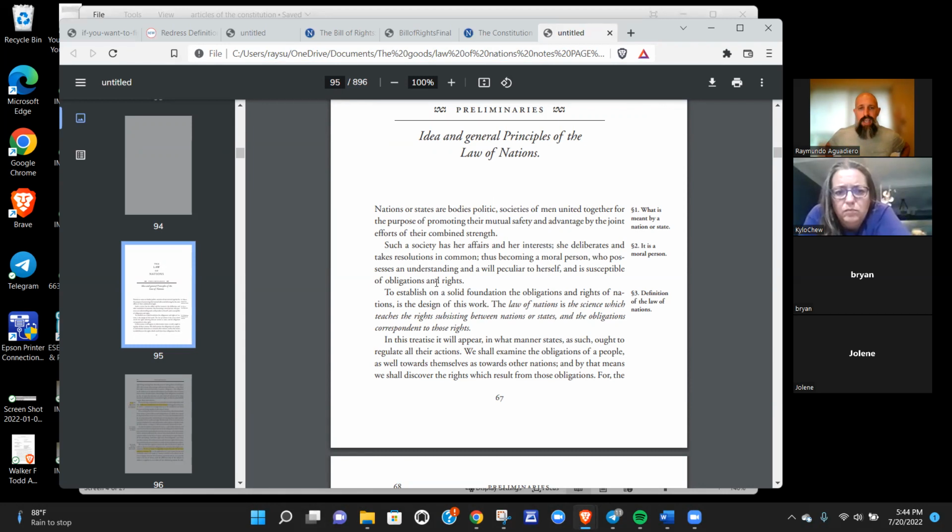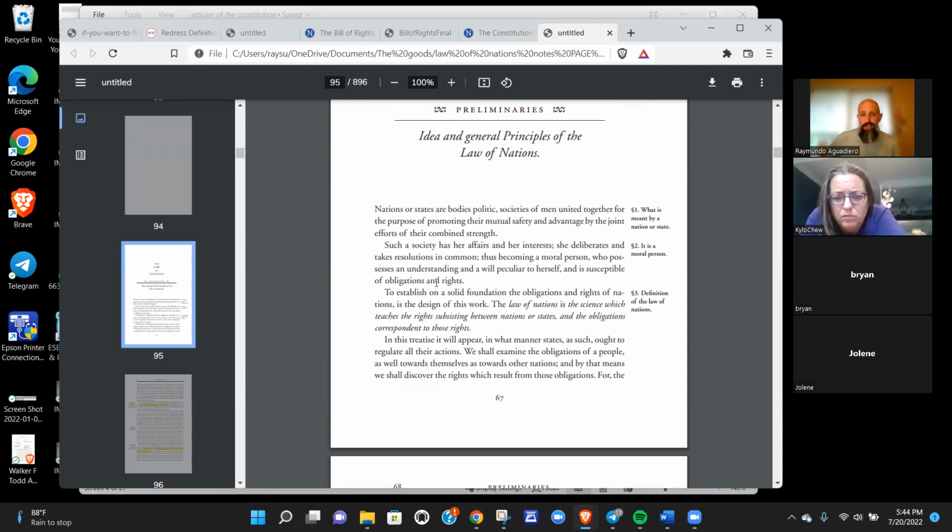Such a society has her affairs and her interests. She deliberates and takes resolution in common, thus becoming a moral person who possesses an understanding and a will peculiar to herself and is susceptible of obligations and rights. So you're basically saying this group of people creates its own thing, its own society that has resolutions in common.